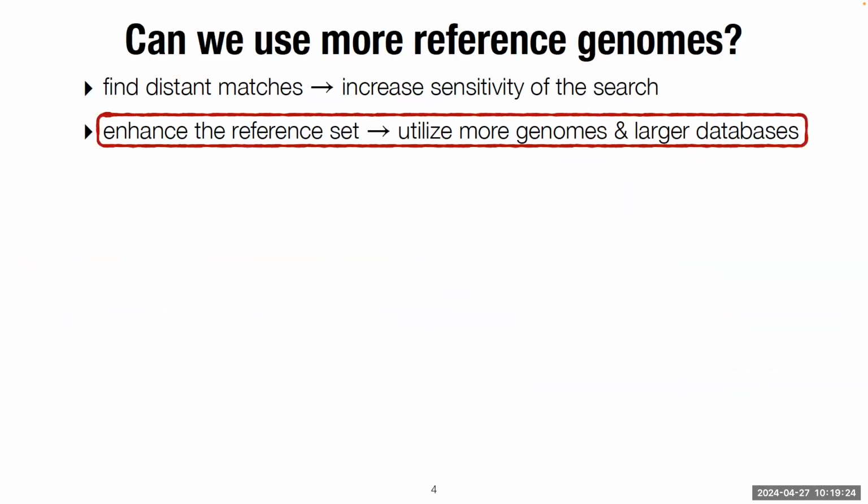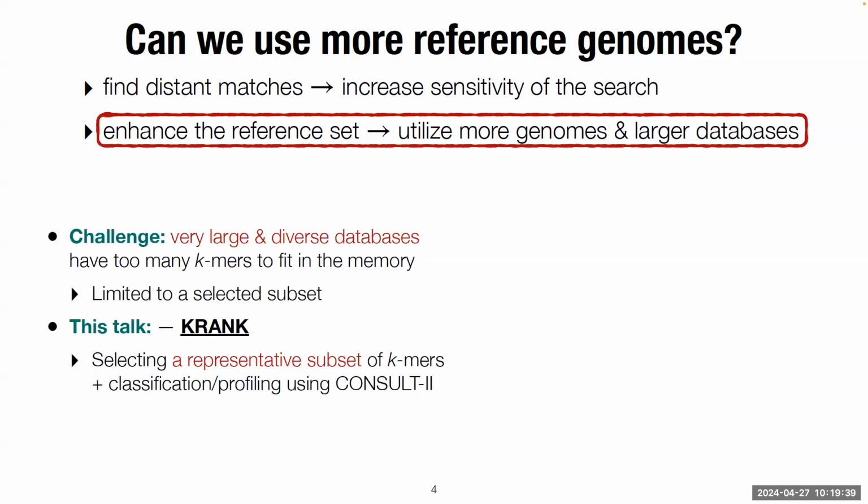And the next direction, which we will focus on today, is enhancing your reference set. You can sequence more genomes, you can sequence more species. From each species, we can have more genomes to have a better representation of that species. But then the challenge is that you are limited to the subset that you can fit in memory. So we have to reflect these enhanced large databases in our selected subset that we can fit in memory. For this purpose, we developed Crank, which I will describe.